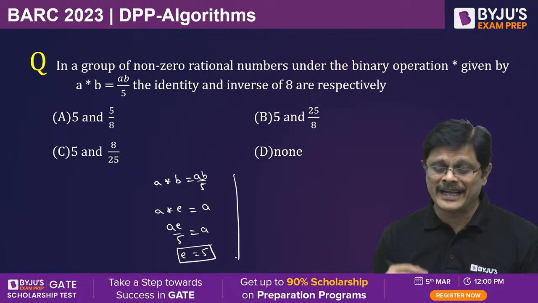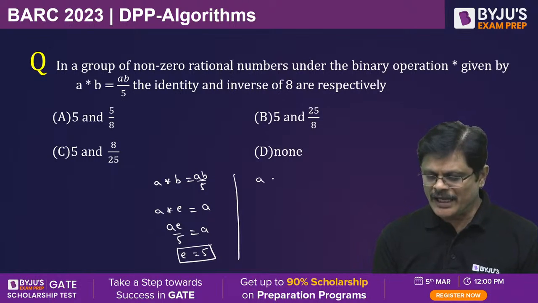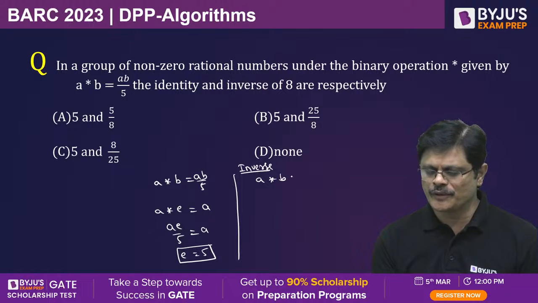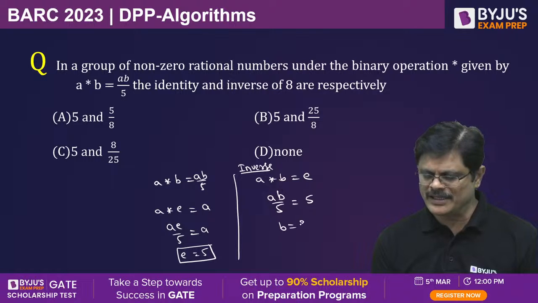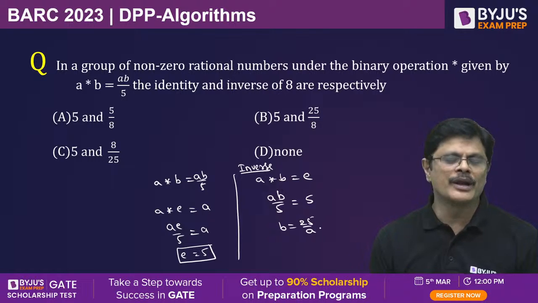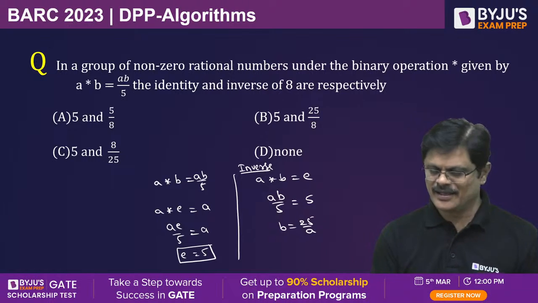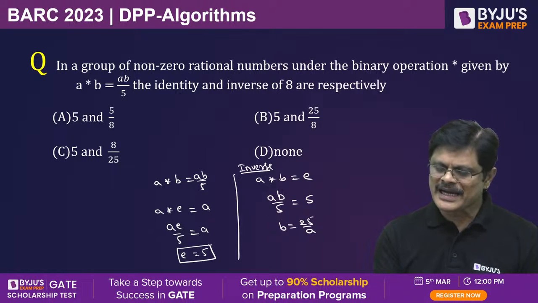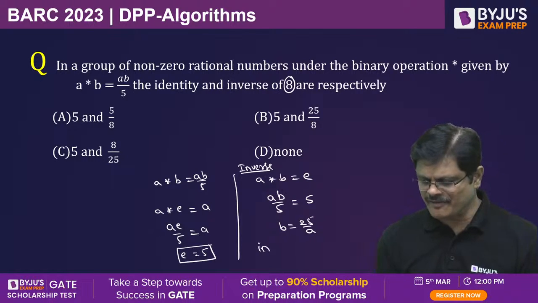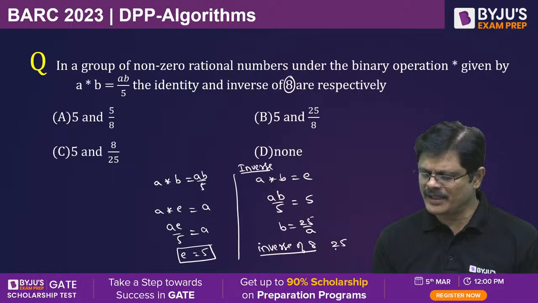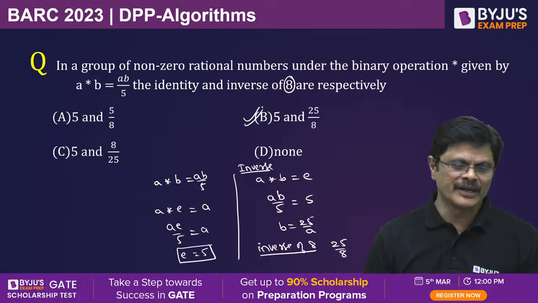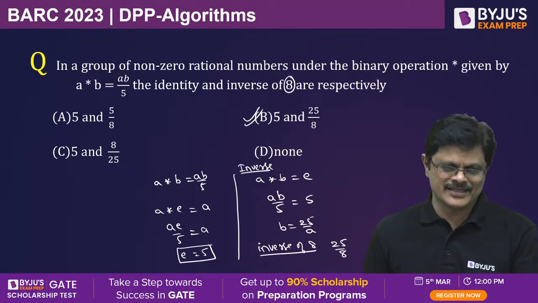So now we have to find the inverse of an element. So inverse means what, sir? What should the inverse do? If you do A star B, you should get identity. That is AB by 5 should give you identity, that is 5. So what is the value of B, sir? 25 by A. 25 by A is the inverse. So he is asking the inverse of 8. So what is the inverse of 8? 25 by 8. So 5 and 25 by 8 is the answer. B is the correct answer.